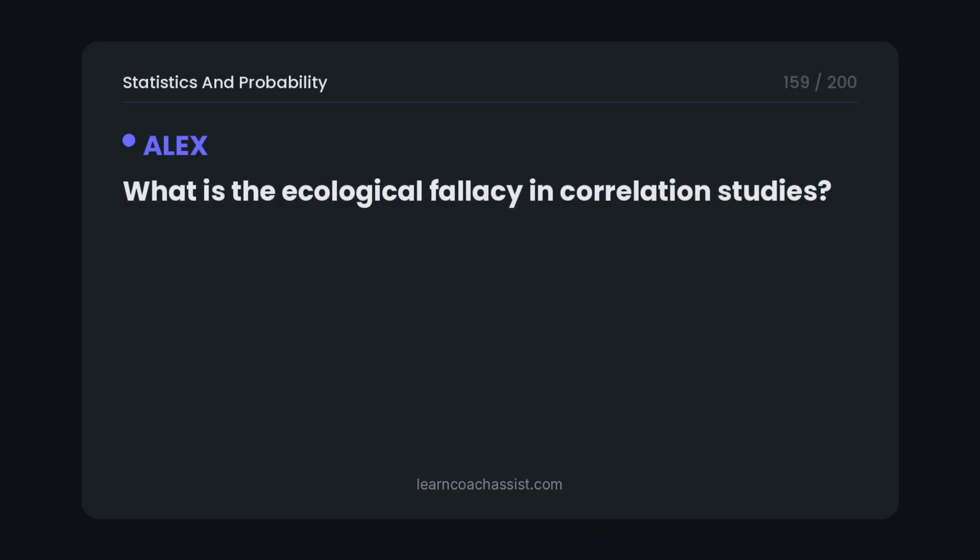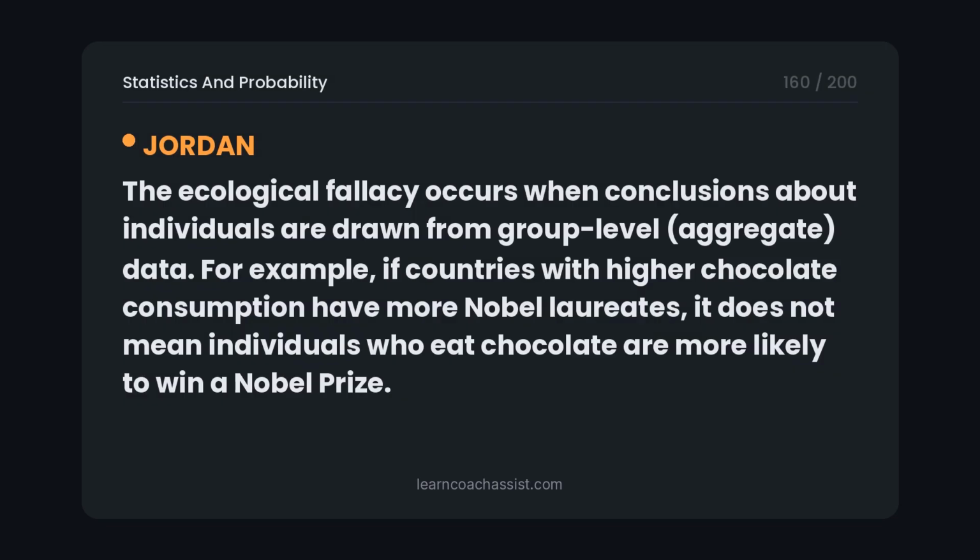What is the ecological fallacy in correlation studies? The ecological fallacy occurs when conclusions about individuals are drawn from group-level, aggregate, data. For example, if countries with higher chocolate consumption have more Nobel laureates, it does not mean individuals who eat chocolate are more likely to win a Nobel Prize.